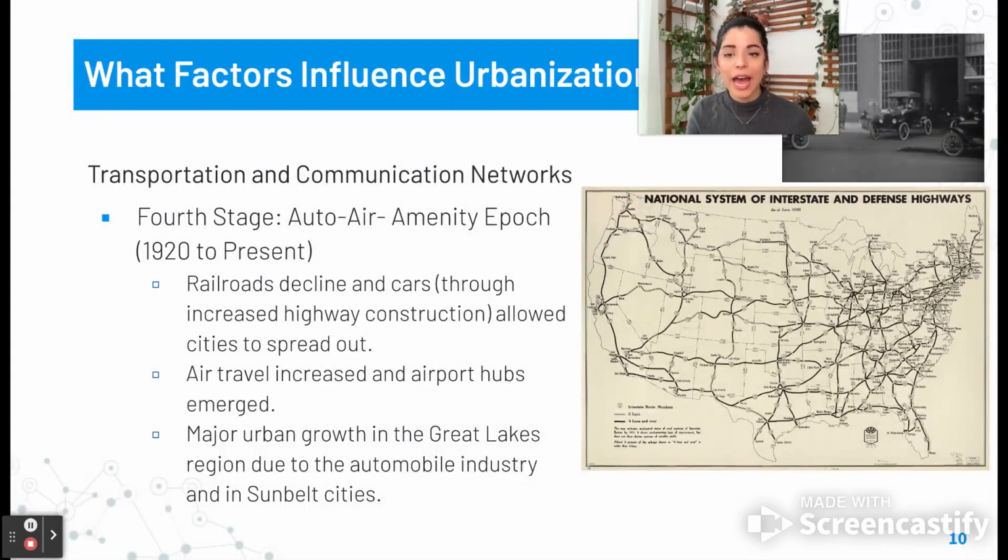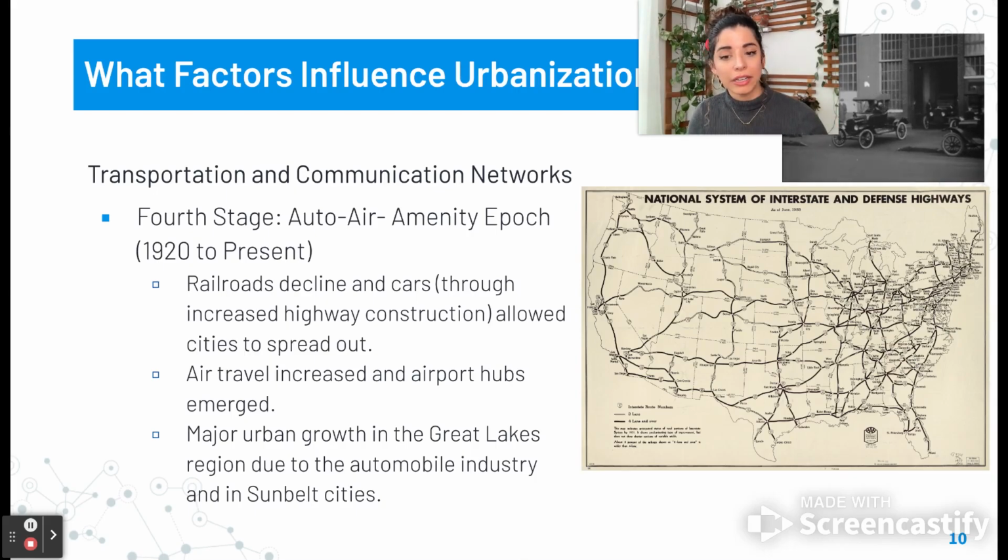Then the fourth stage, we have the auto air amenity epoch. So that's from 1920 to present. Railroads decline, and now cars are allowed to have cities spread out even further. Air travel, definitely a huge game changer in terms of being able to connect places. Now we have airport hubs and major urban growth in the Great Lakes area here.